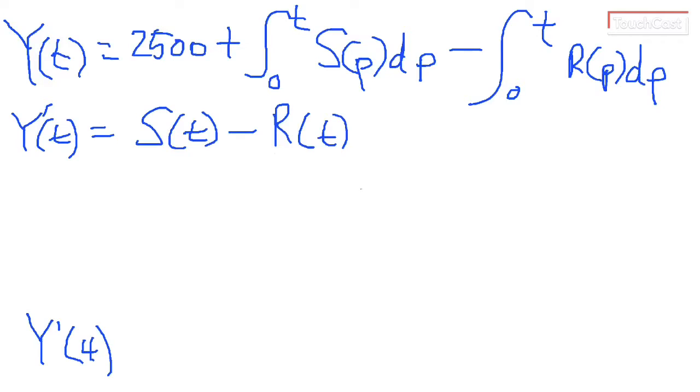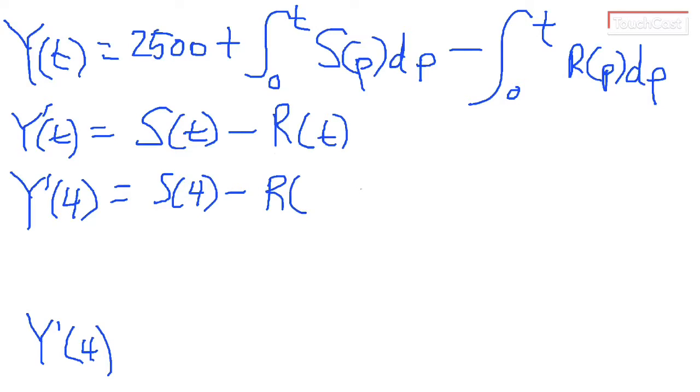That's the big connection they want you to make in this problem: the rate at which the amount of sand is changing is the amount of sand coming in minus the amount of sand going out. I can use those two rates plus that initial condition, 2,500 cubic yards at the beginning of the problem, to write a function that gives me the amount of sand on the beach at any time t. So now that I know y prime of t, y prime of 4 is going to be S of 4 minus R of 4.